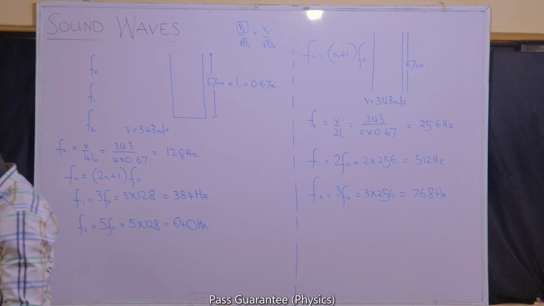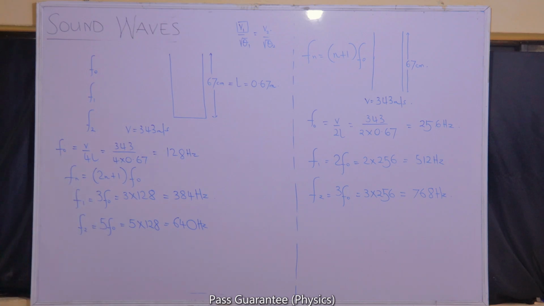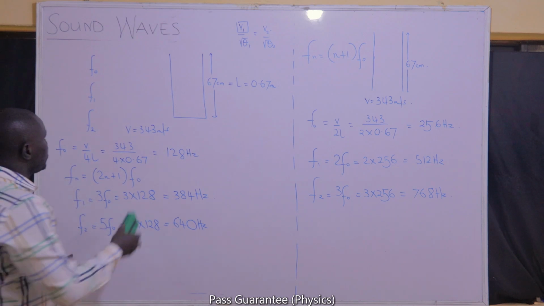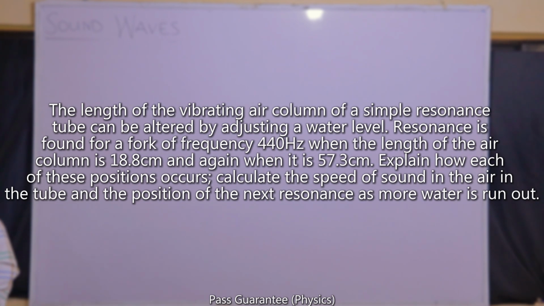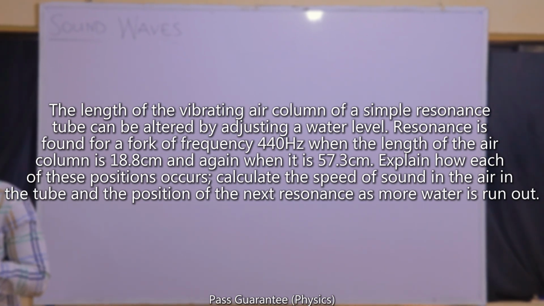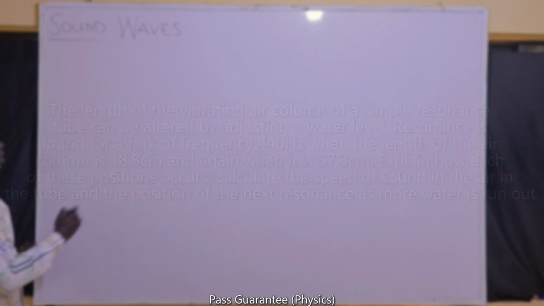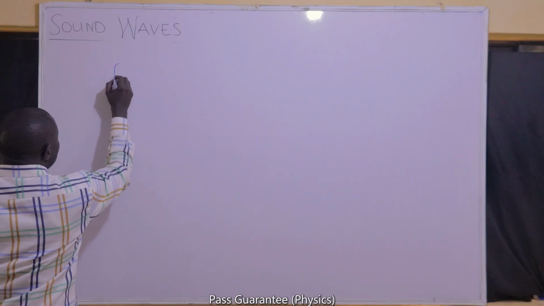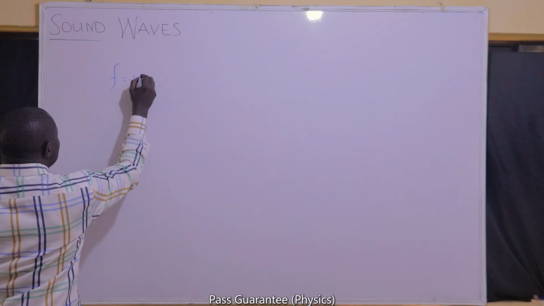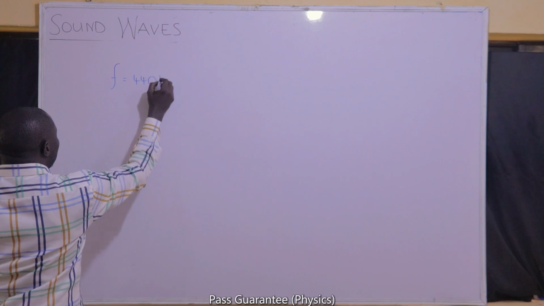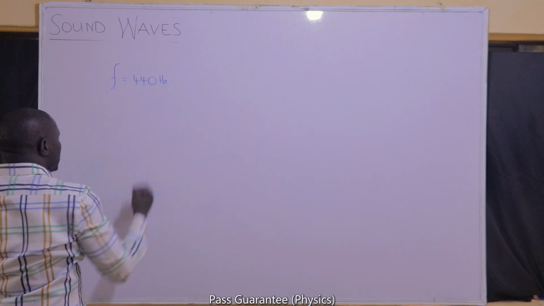We'll now look at one more question on resonance tube. The length of the vibrating air column of a simple resonance tube can be altered by adjusting a water level. Resonance is found for a fork of frequency 440 Hertz. When you are solving a question on resonance tube, they will give you only one frequency and you have only one wavelength. It is the length that will be changing.